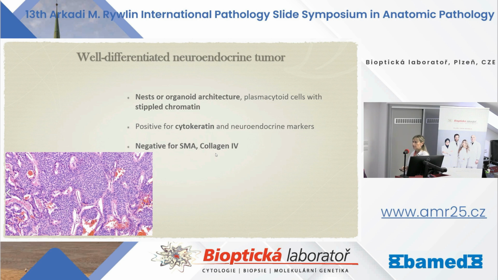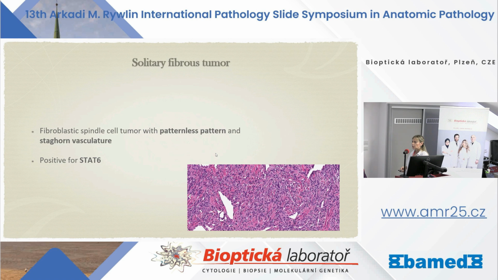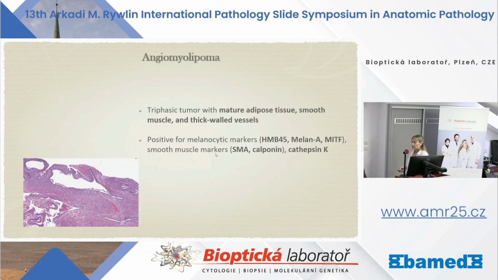And solitary fibrous tumor is positive for STAT6, and we have a fibroblastic spindle cell tumor with patternless pattern and staghorn-like vasculature. Angiomyolipoma is another differential diagnosis, but it is a triphasic tumor with mature adipose tissue, muscle, and thick-walled vessels. And they are positive for melanocytic markers and SMA, calponin, and cathepsin K.